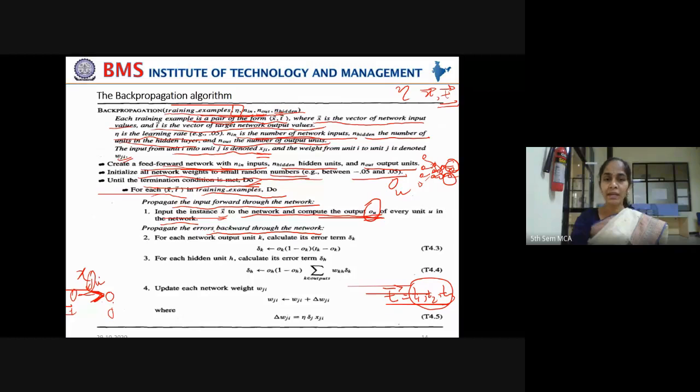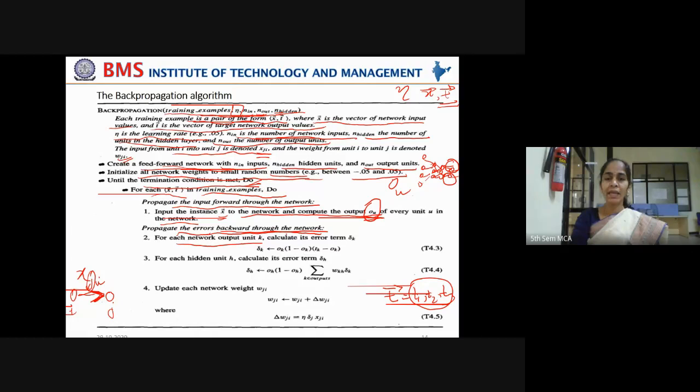So the first step is to propagate the input forward through the network. Once predictions are made by the output layer, what is your next step? Propagate the errors backward through the network. Now, in that, what are the sub-steps? For each network output unit K, meaning you're counting the number of output units with K. If you have three output units, K will have the values 1 to 3, like that.